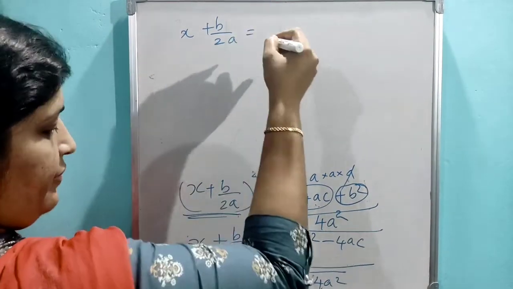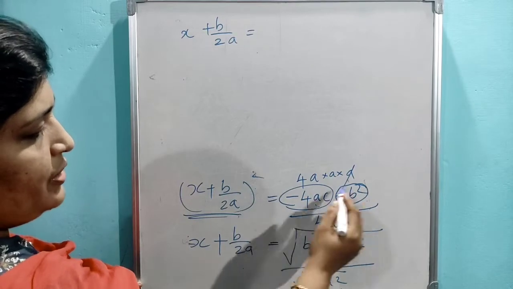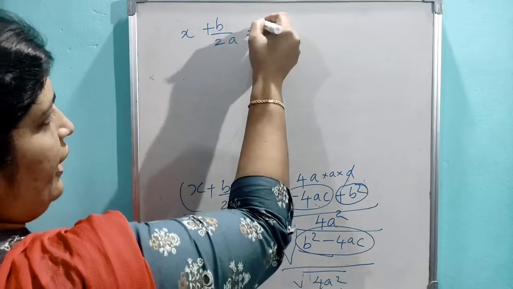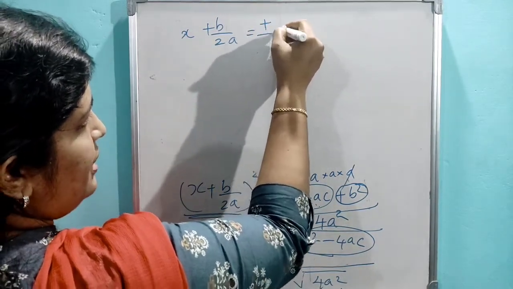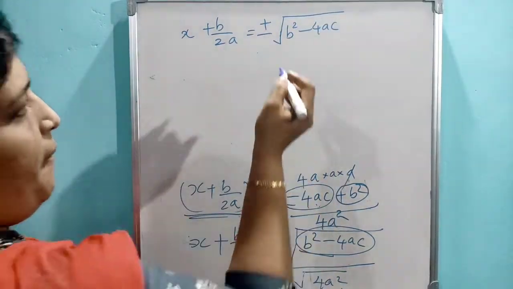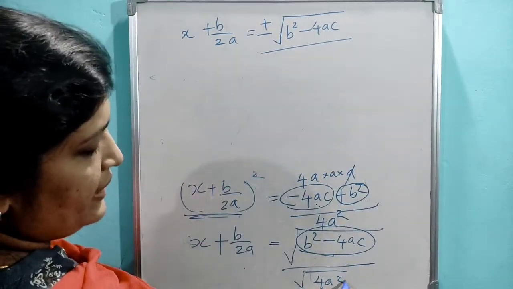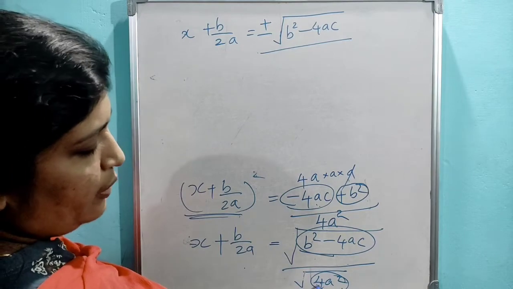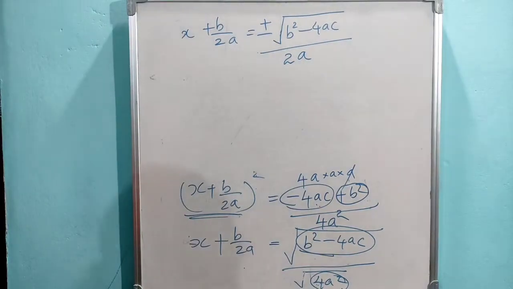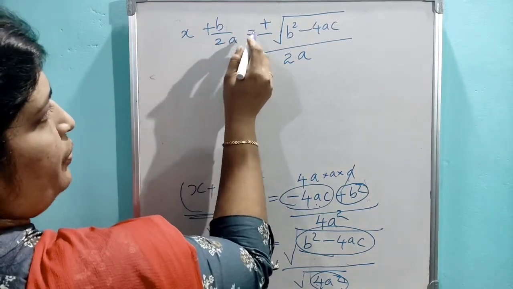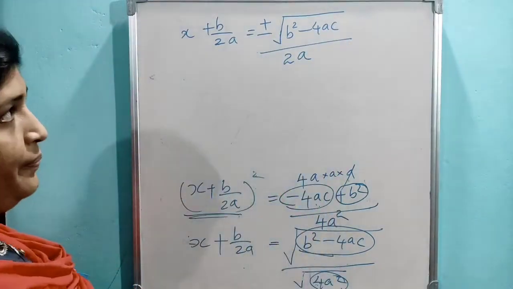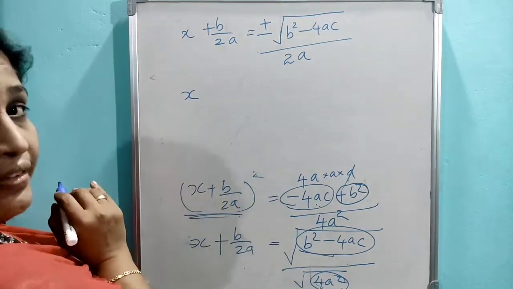Then on this side, a perfect square has two square roots, but we cannot find the square root of this. So we can write plus or minus root b square minus 4ac by, see, this 4a square is a perfect square. What is its square root? The square root of 4 is 2 and the square root of a square is a, so 2a. So here we have x plus b by 2a is equal to plus or minus root b square minus 4ac by 2a.